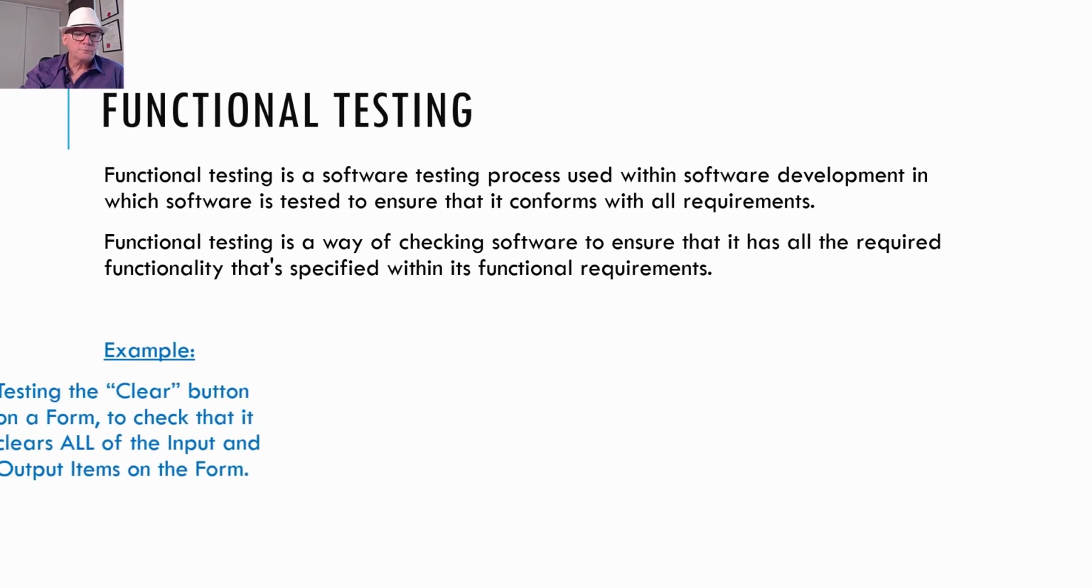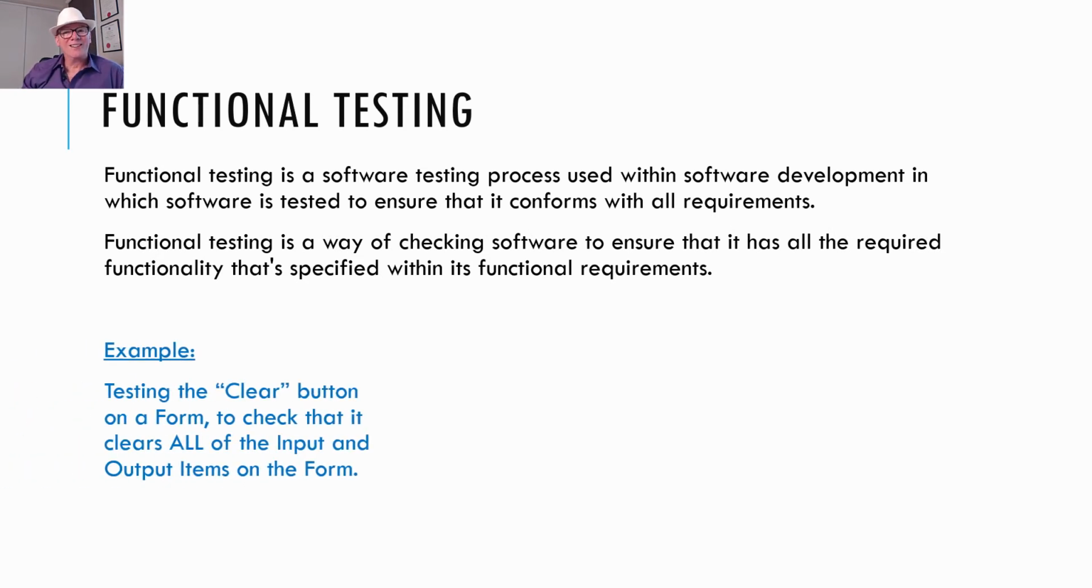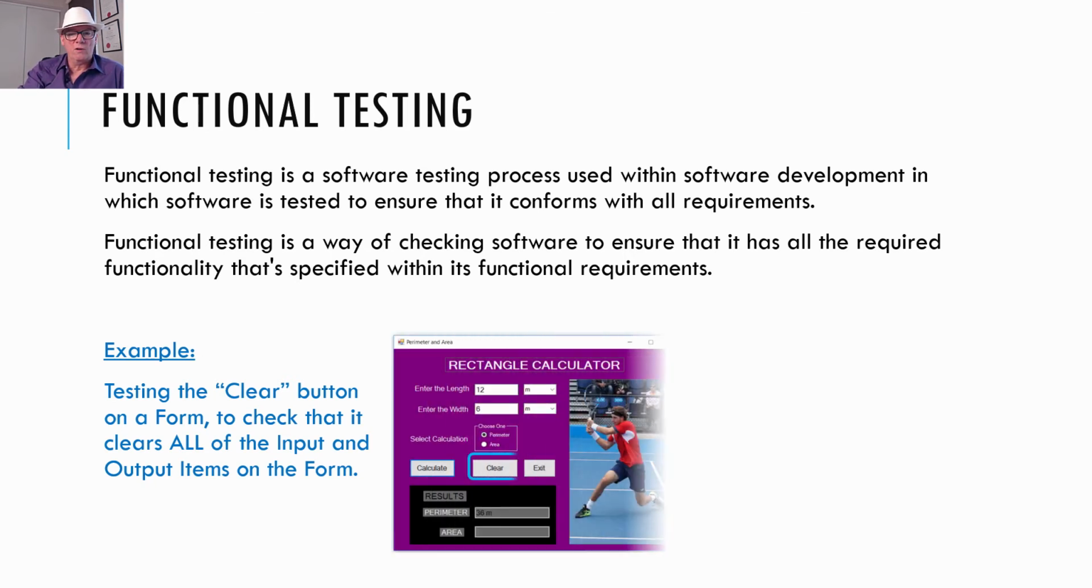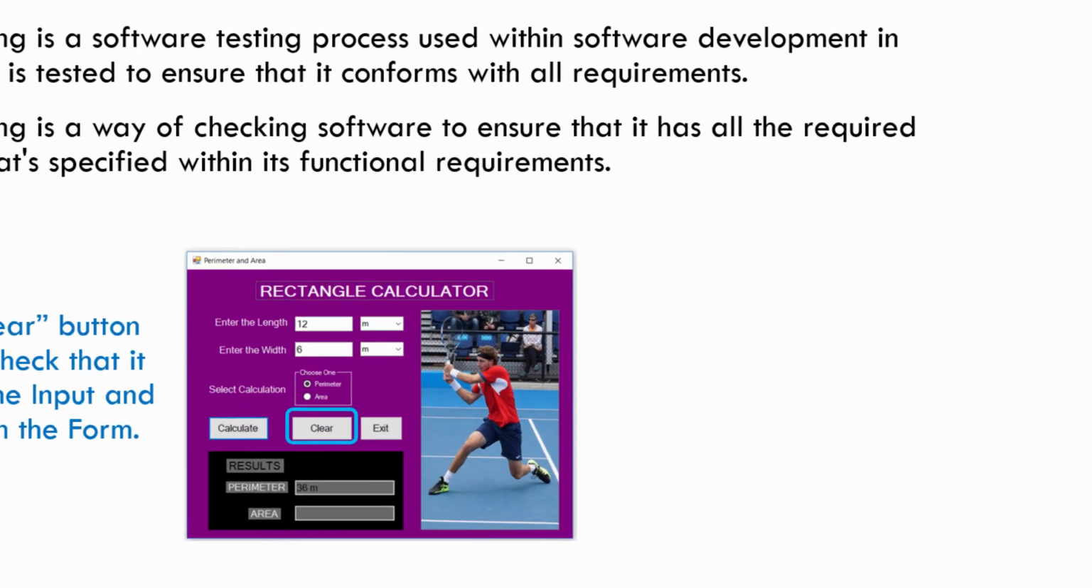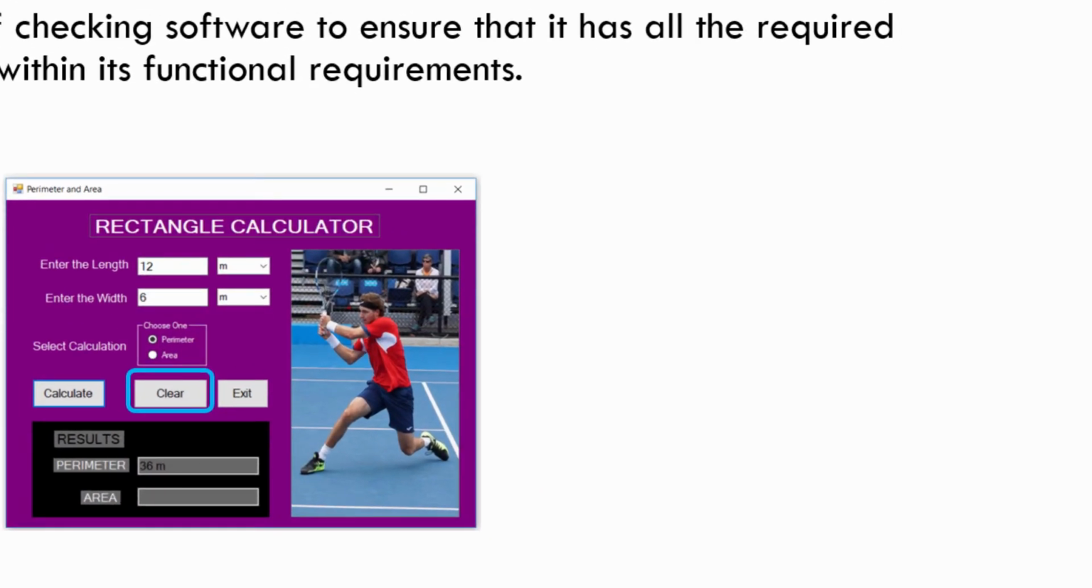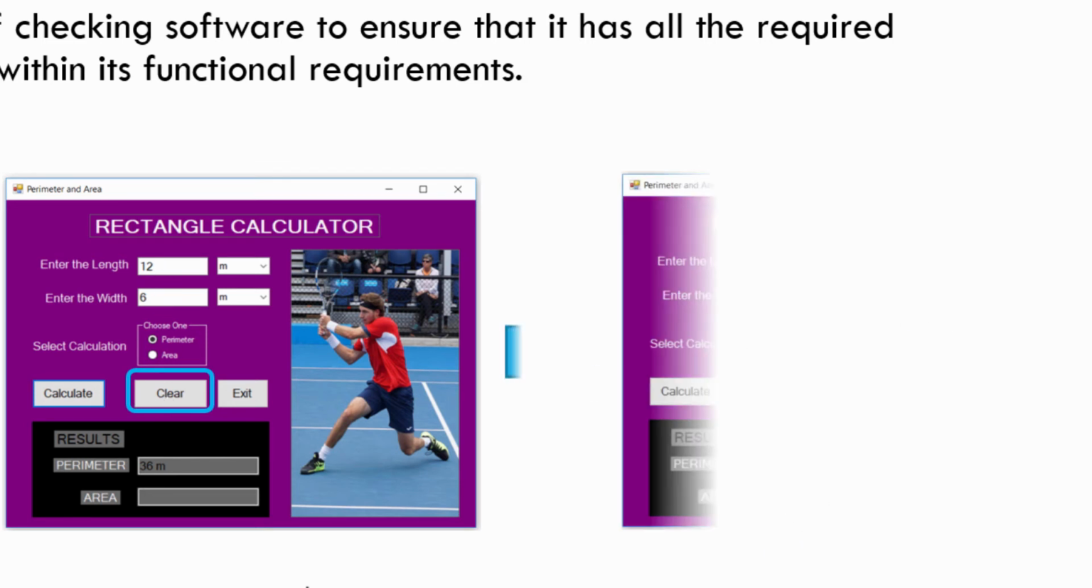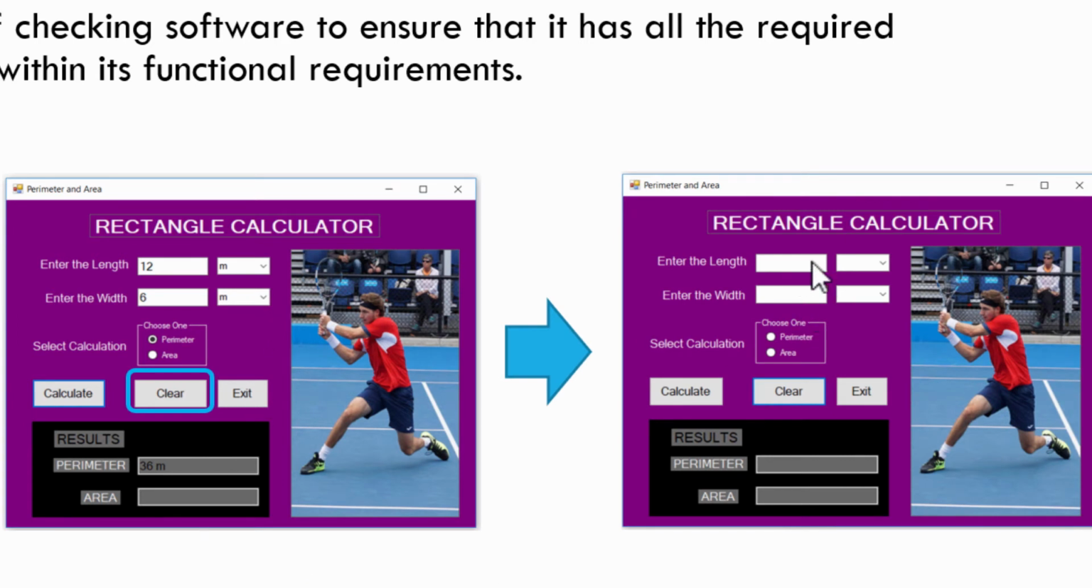All right, so example is, if you've got a clear button on a form, you need to test that that clear button works. So back when we were doing our rectangle calculator for perimeter and area, that one did have a clear button on it, which we've circled here. So if they've just done a calculation here and it's on the screen and they want to clear it off to do another calculation, they click that clear button, and what should happen is that all those fields and drop-down lists and radio buttons, everything on the form should just be cleared out so that they can do a brand new one.